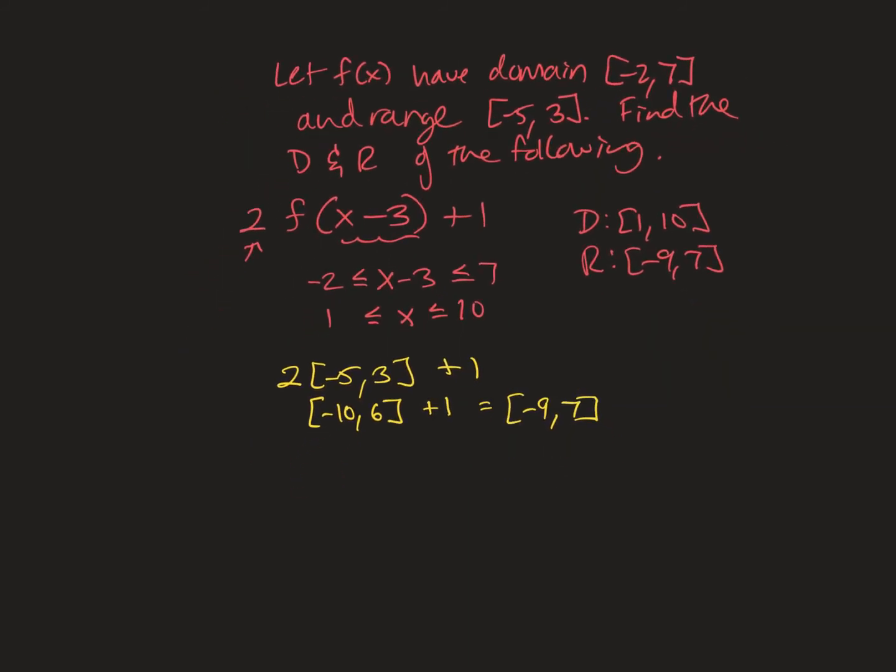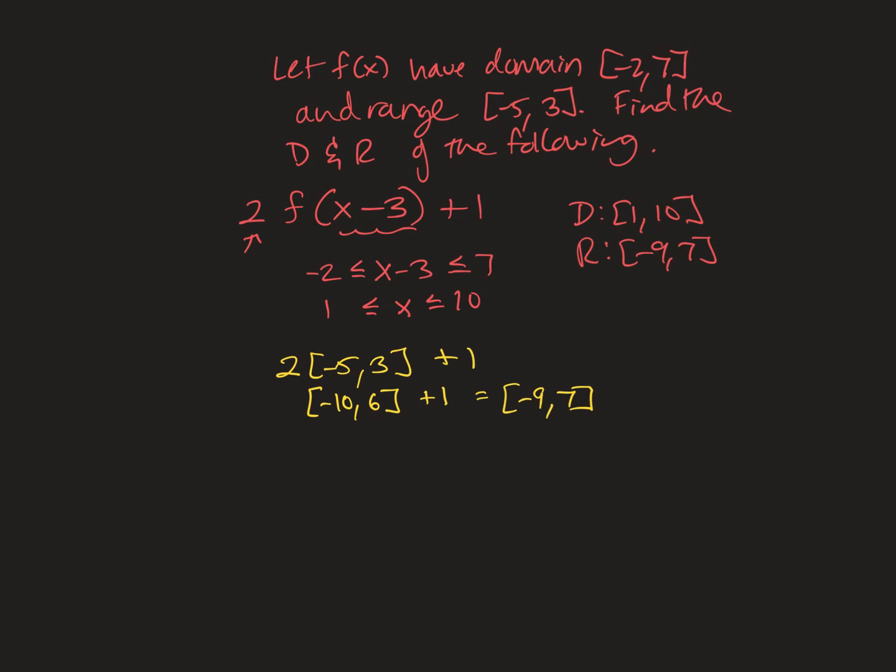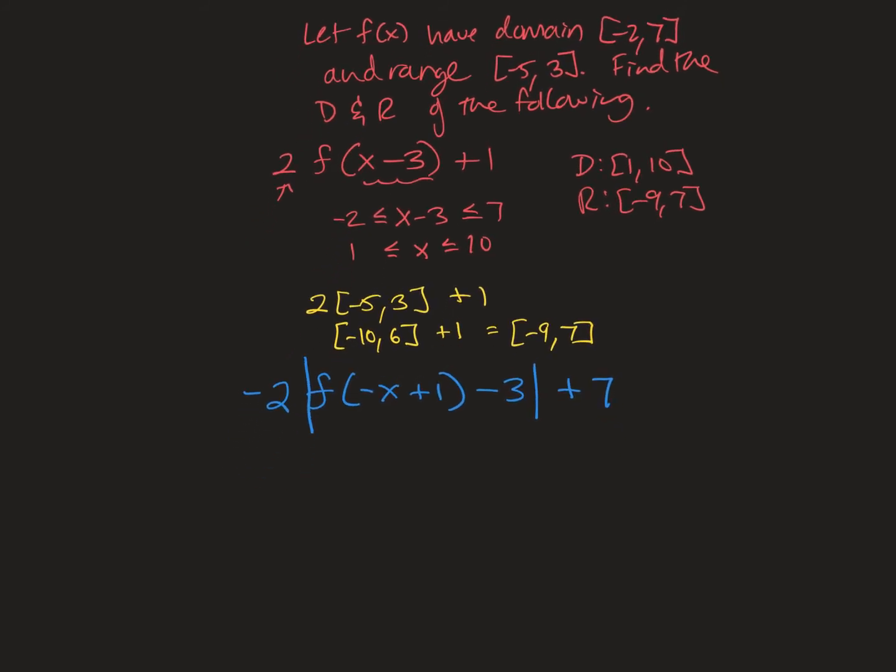What about, this one's going to be tricky. Let's do -2 times the absolute value of f of -x plus 1, minus 3, plus 7. Okay, there's a few things going on here.